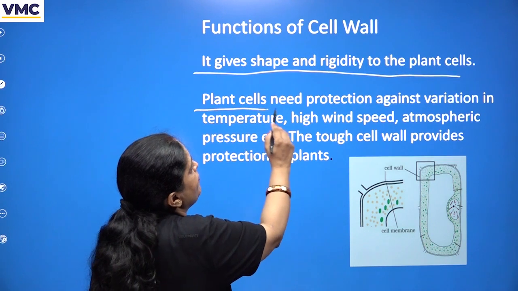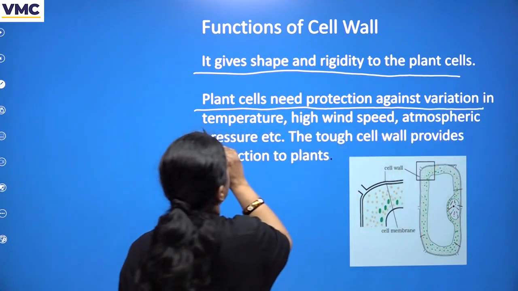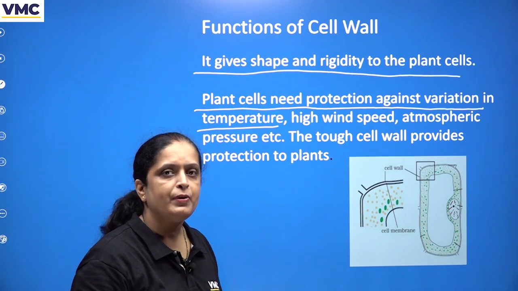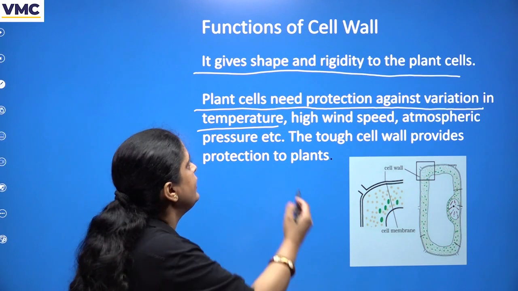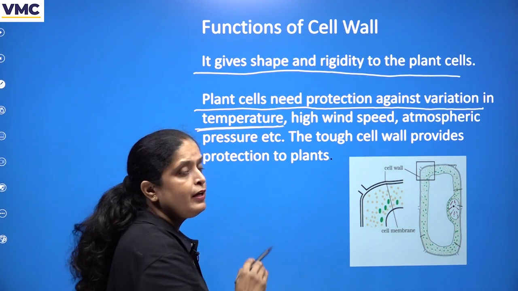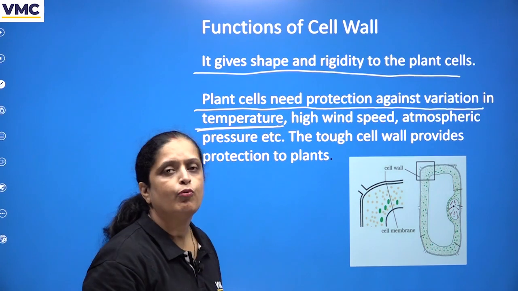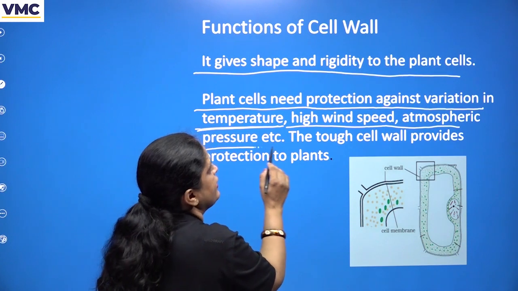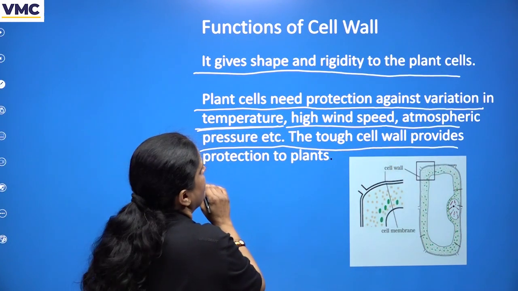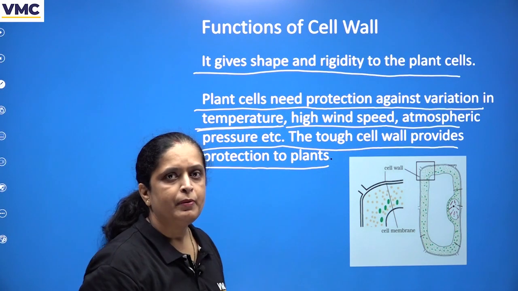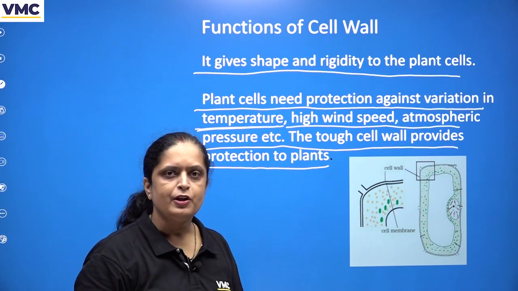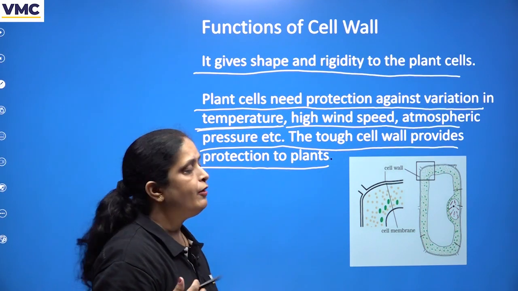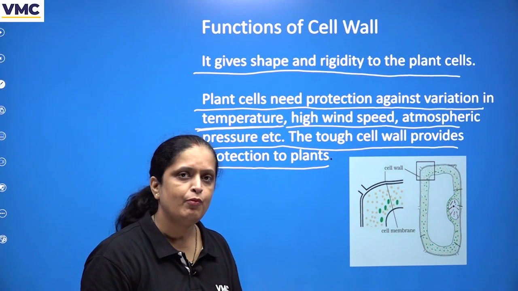प्लांट सेल need protection against variation in temperature. कभी गर्मी है, कभी सर्दी है. So this variation of temperature during day and night time as well is very much difficult for plants to handle if the cell wall was absent. High wind speed, atmospheric pressure, and the tough cell wall provides protection to plants. So simple to understand, plant cell needs protection from temperature, they need protection from atmospheric pressure, and all that is provided by the cell wall itself.